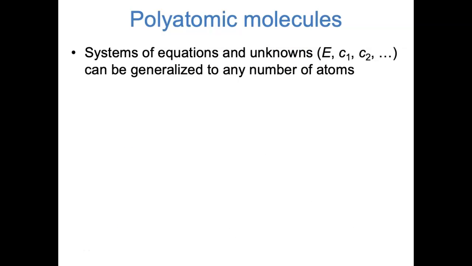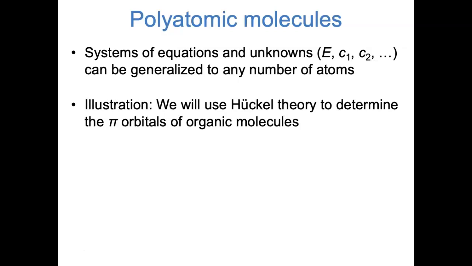As we saw for heteronuclear diatomic molecules, molecular orbital diagrams can be thought of as solutions to systems of equations, where we find an energy E and a set of coefficients C that refer to the atomic orbital coefficients within each molecular orbital. This idea can be generalized to any number of atoms, not just diatomic molecules. And to illustrate this, we're going to use a simple level of theory called Huckel theory to find the pi molecular orbitals and their energies of organic molecules.